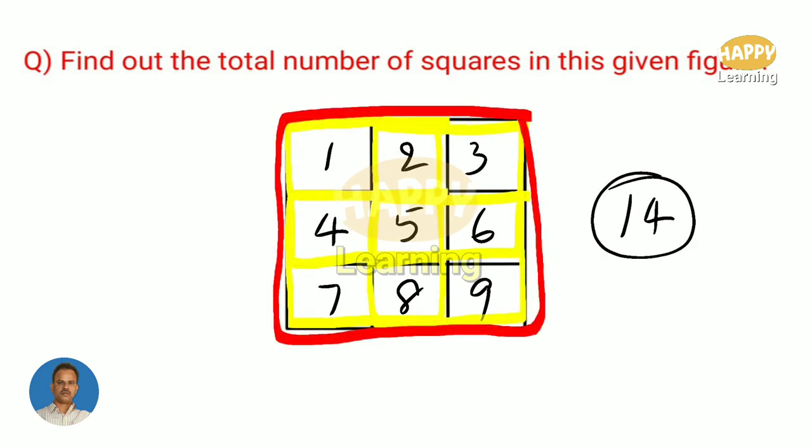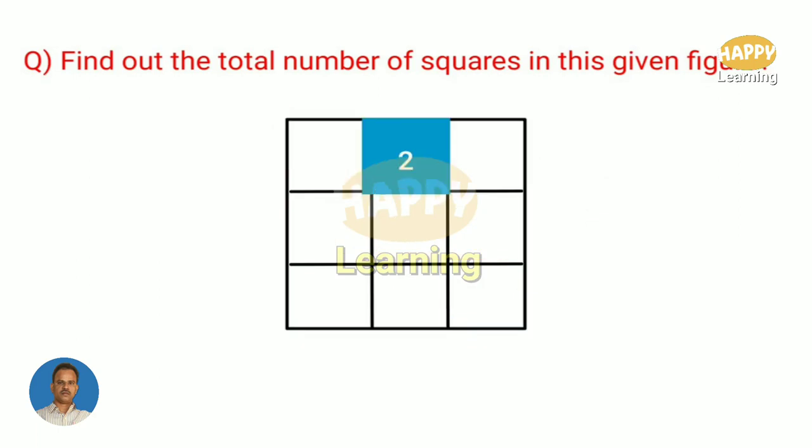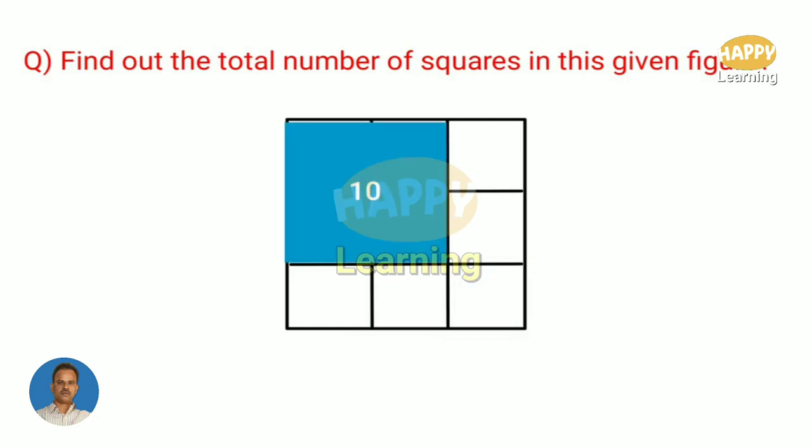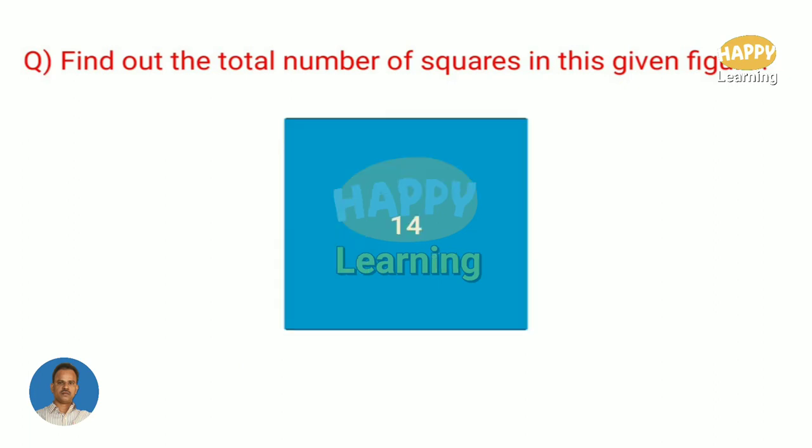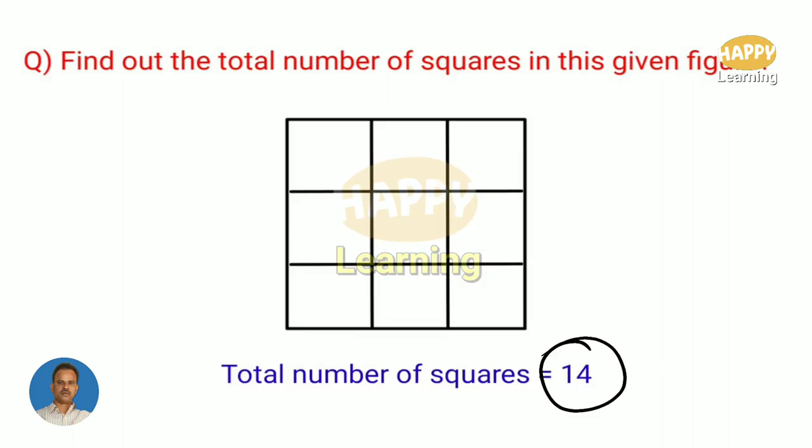Okay, so let me show this graphically. Number 1, 2, 3, 4, 5, 6, 7, 8, 9, this is 10. So 9 are small squares, 10 is a bit bigger one. Then 11, 12, 13, and the last one is the total grid. So this is the 14th one. So in total we have got 14 squares in this given figure.